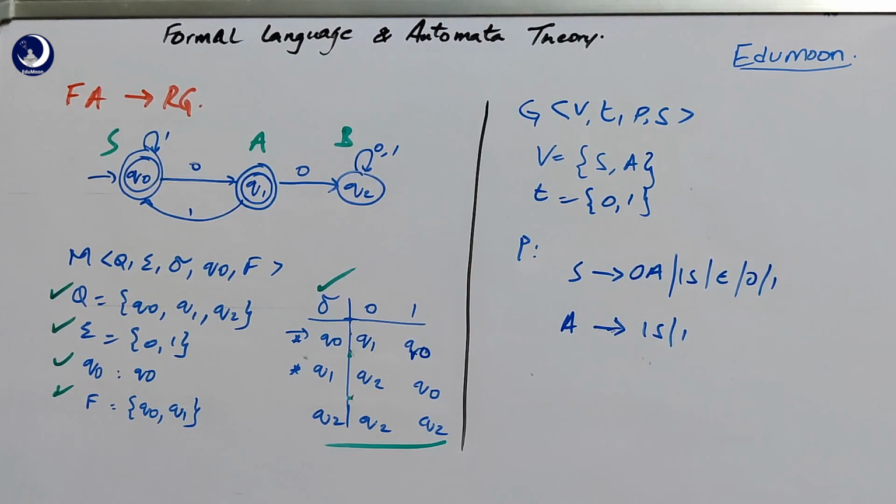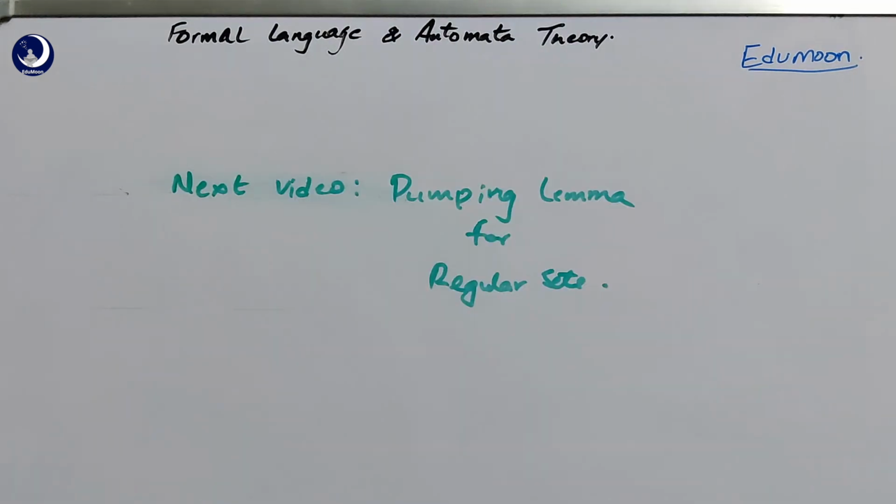So this is the method of converting a machine to a grammar, and in the previous example we have already seen how to convert a grammar to a machine. In the next video, for the continuation of this chapter, we will go with the pumping lemma for regular sets, since we are discussing regular grammars and regular sets. So the next topic will be about the pumping lemma. Thank you.